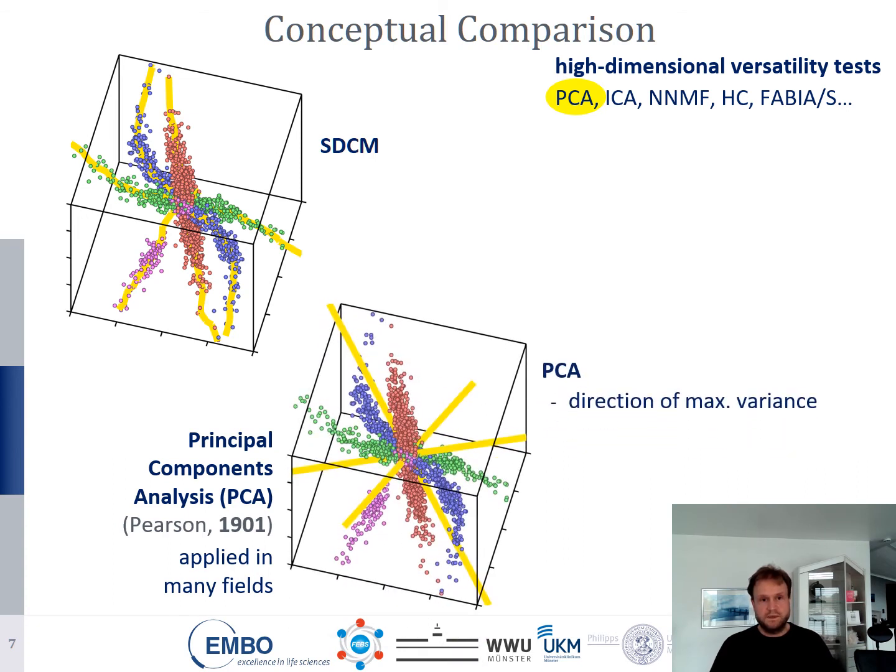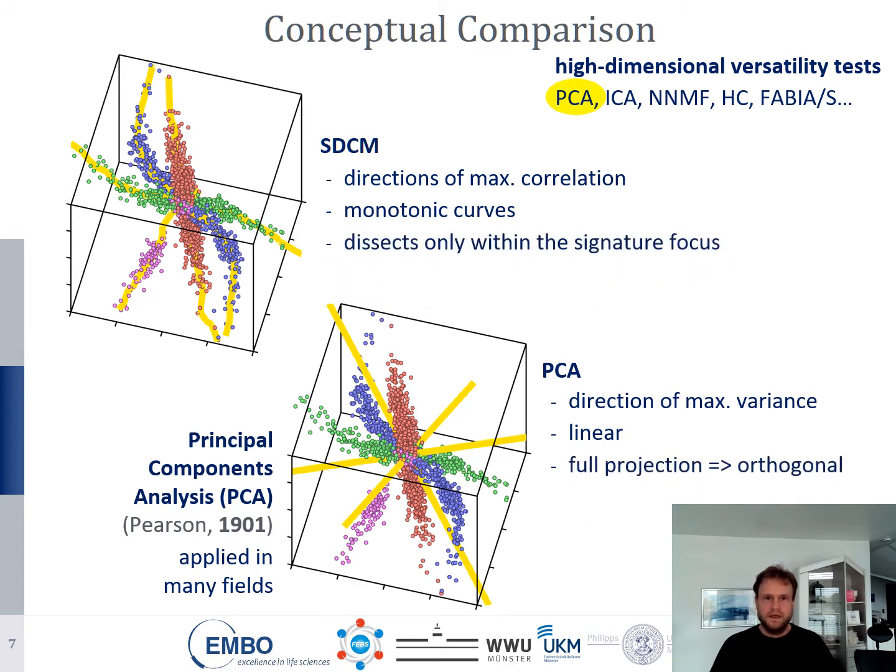Here you see the 3 principal components of this dataset, and PCs look in the direction of maximum data variance, whereas Sdcm looks for directions of maximum consistency or correlation. PCs are linear, whereas Sdcm signatures are monotonic curves. And PCA uses full projection as a reduction step, causing all principal components to be orthogonal to each other, whereas Sdcm only dissects the explained signal parts within the signature focus.